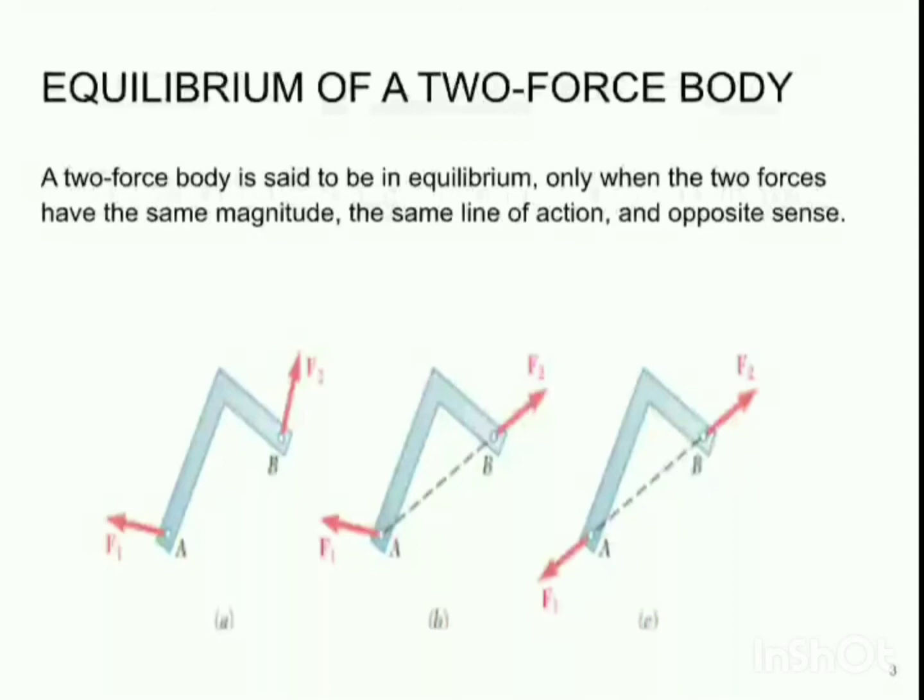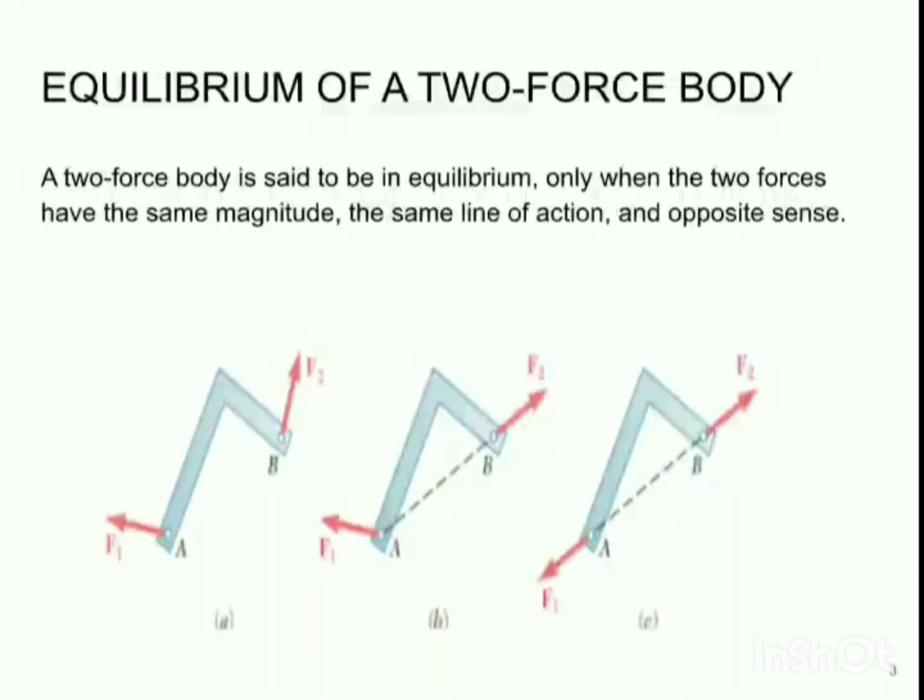In the figure given below, a member AB is in equilibrium due to the action of these two forces F1 and F2. Now for the object to be in equilibrium, the summation of moments should be equal to 0, as well as the summation of forces should also be equal to 0. Now let us prove it.